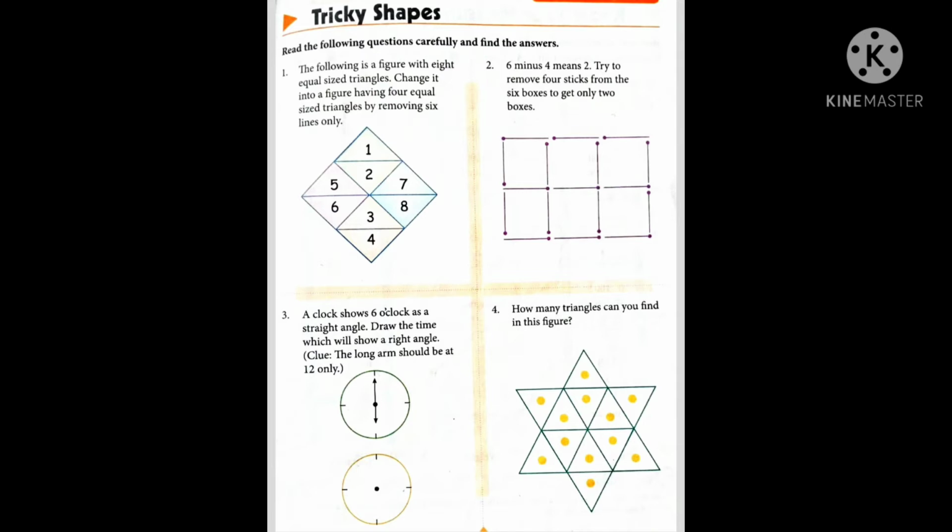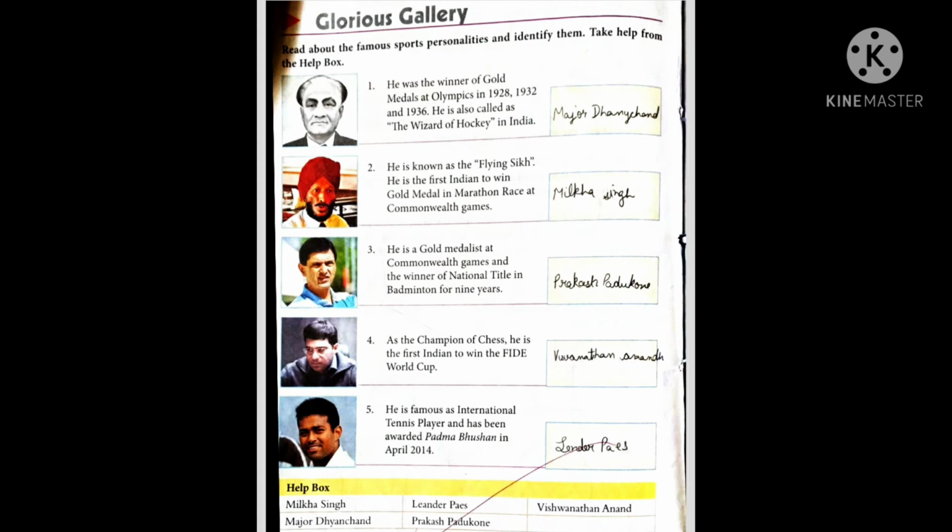तो राइट एंगल साइड के एंगल्स कैसे ड्रॉ होते हैं? When there is a 3 o'clock on the clock and when there is a 9 o'clock on the watch. ठीक है. So this is the answer of question number 3. And in fourth question, if you count all the triangles, these are total 20 triangles. Answer is 20. Now move to page number 58, Glorious Galleries.